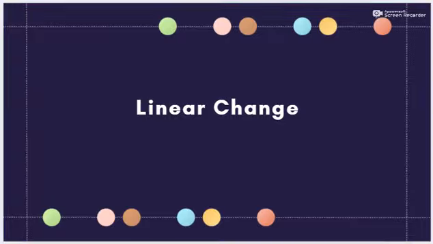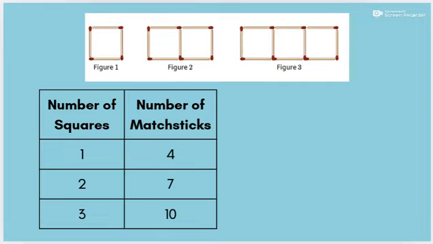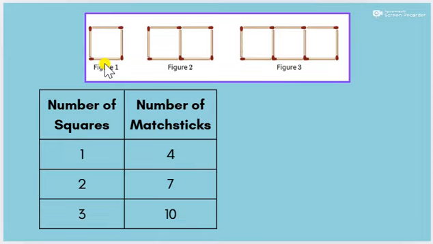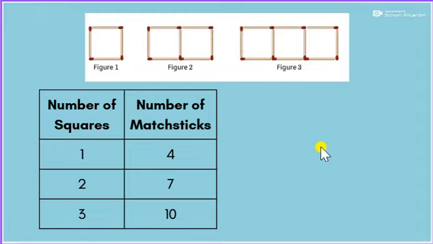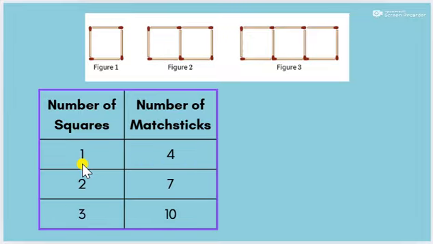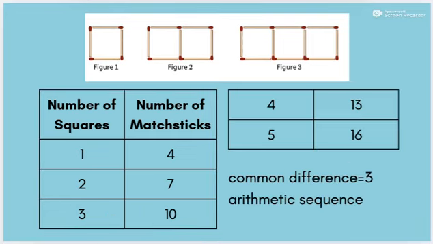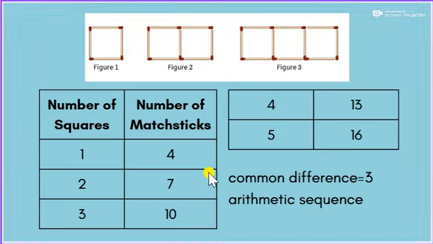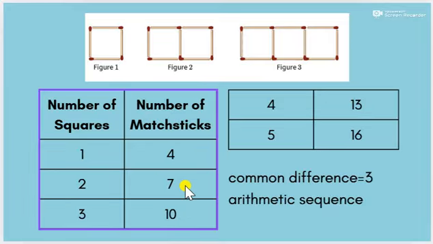Linear change. So if we look at this lovely little diagram, we have matchsticks because you should always play with fire. No, you shouldn't. And we're building squares out of them. In the first square, it took 4 matchsticks. To make 2 squares, it took 7. To make 3 squares, it took 10. What that means is that our rate of change, our common difference, is 3. Each time we're adding 3 matchsticks to make another square.